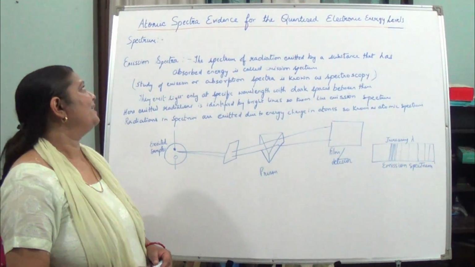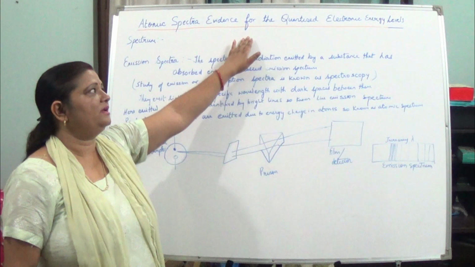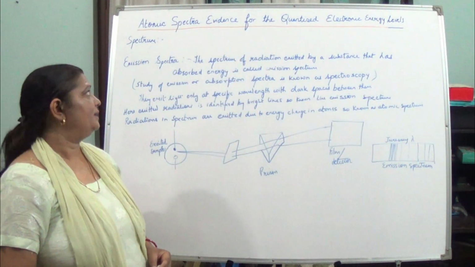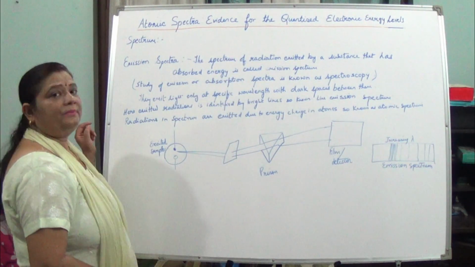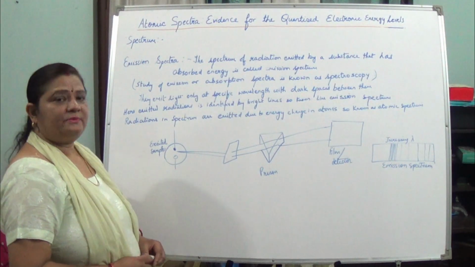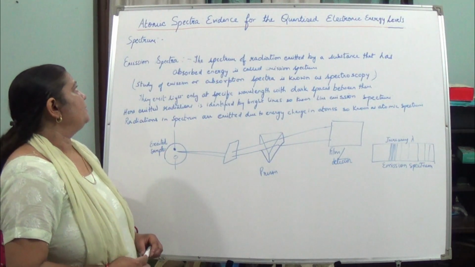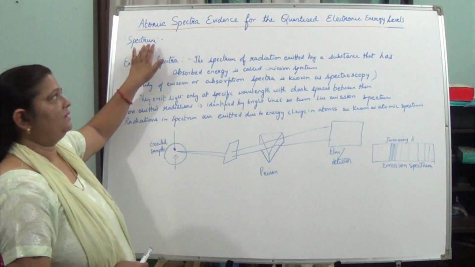Hello students, we are going to study atomic spectra, evidence for the quantized electronic energy levels. The topics we will be covering are: spectrum, atomic spectrum, absorption spectrum, and spectrum of hydrogen. We will be starting right now with spectrum.